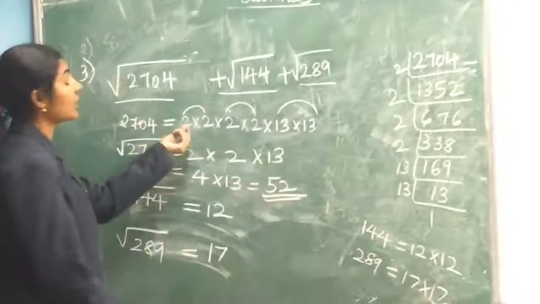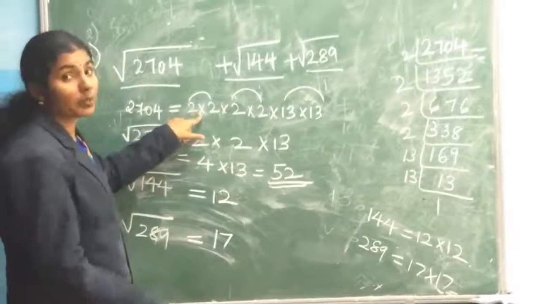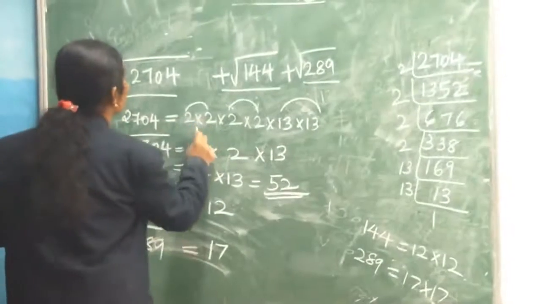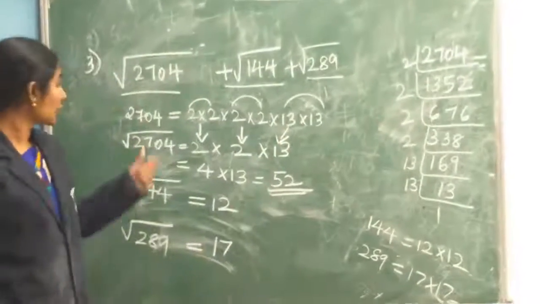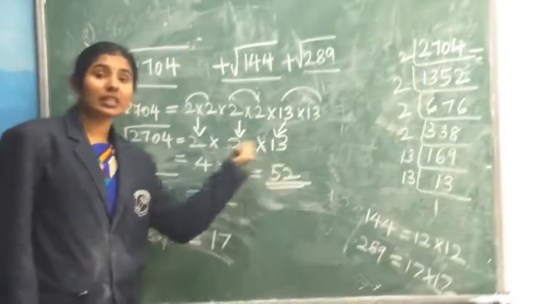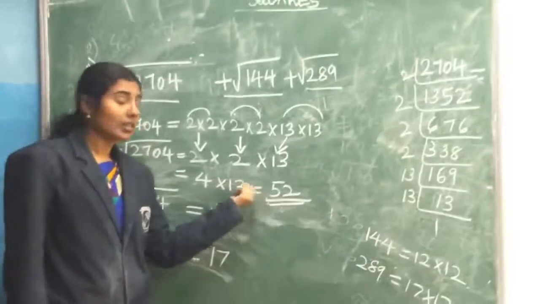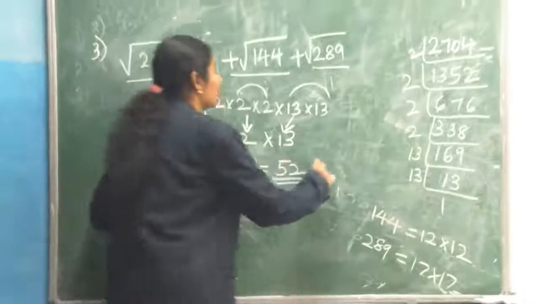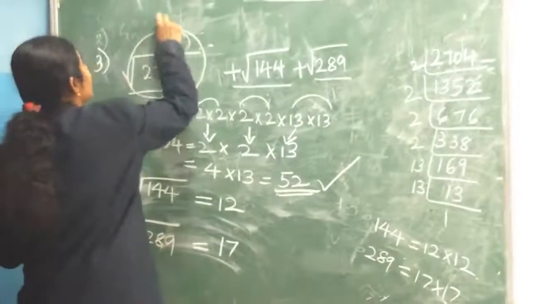So here, see each pair of 2. From each pair, one number you should take out. So what will you get? 2 into 2 into 13. So the square root of this number is 2 multiplied by 2 multiplied by 13. That is, 2 2s are 4, 4 multiplied by 13, that is 52. So what is the answer you will get? 52. So the first one is 52.